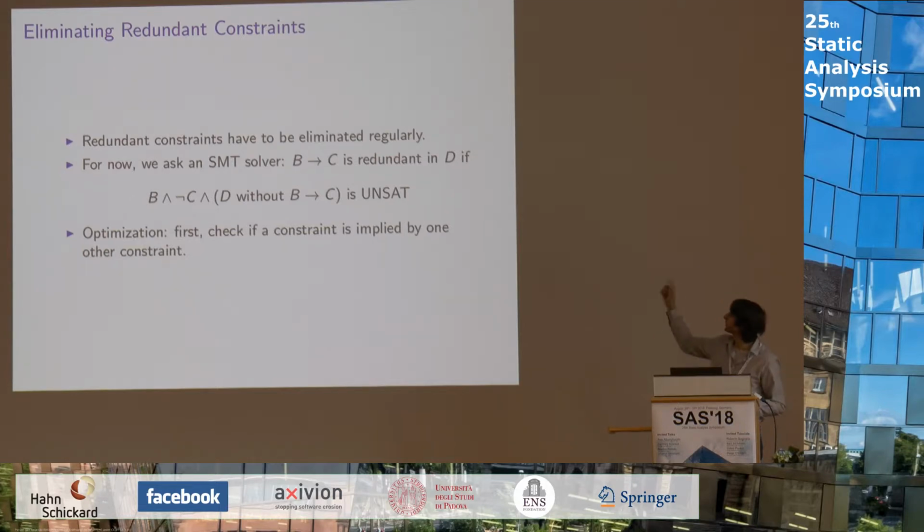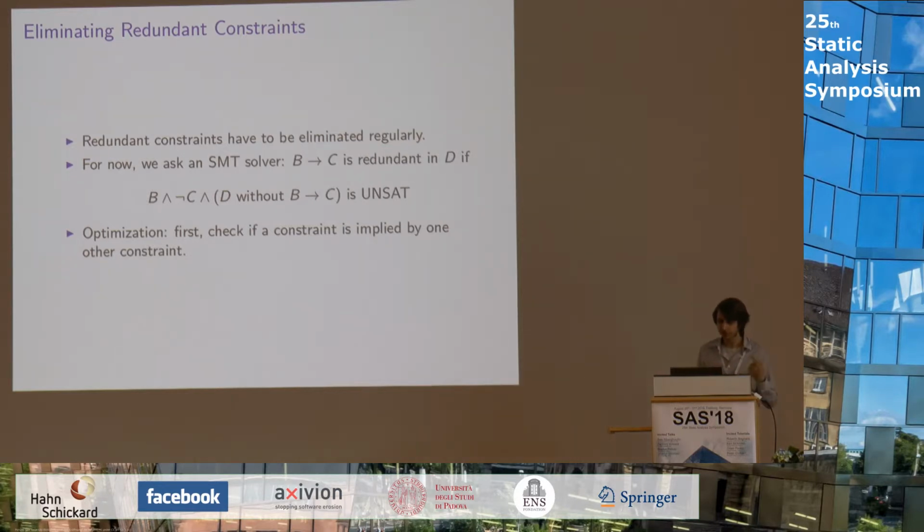So if we have a set of constraints D and we ask if B implies C is redundant in D, then we want to ask: do the other constraints in D imply B implies C? When you rewrite it as a SAT query, you flip the constraint and see if the result is unsat. So B and not C, and D without B implies C. If it's unsat, then the constraint is redundant.